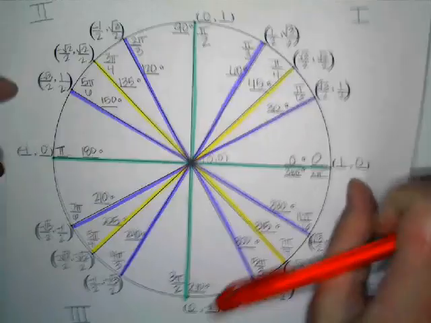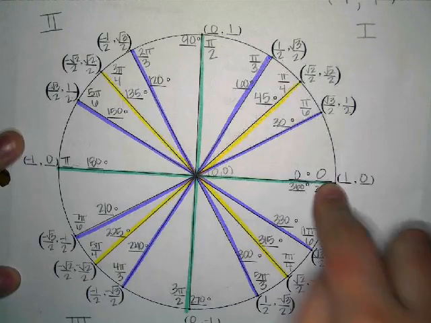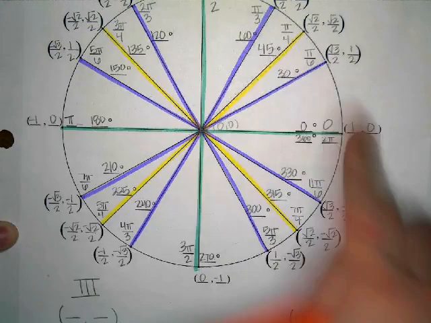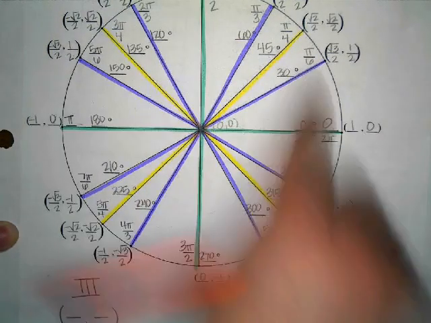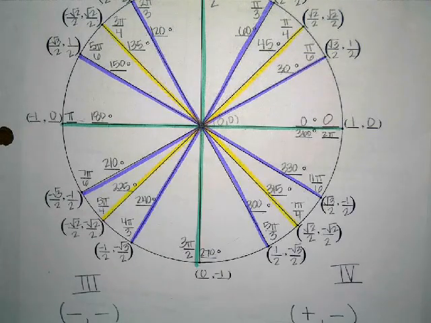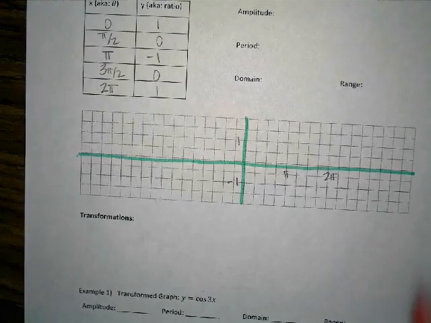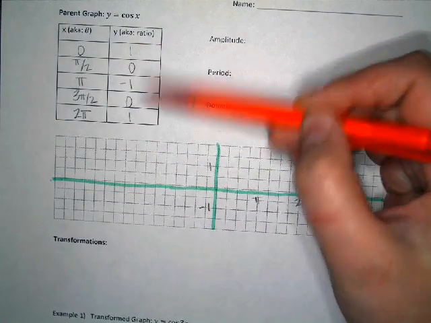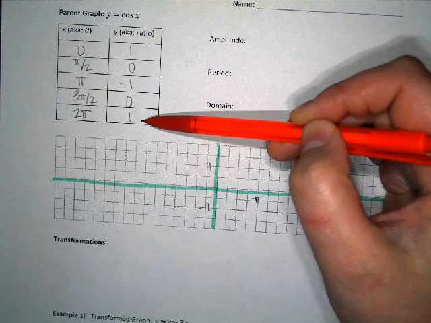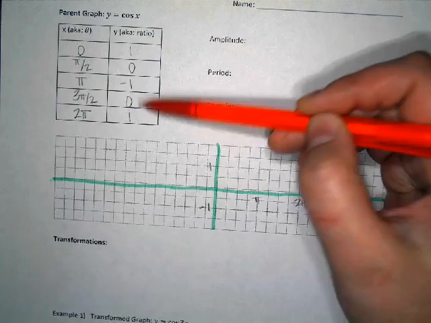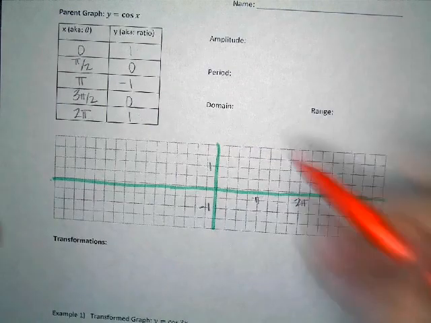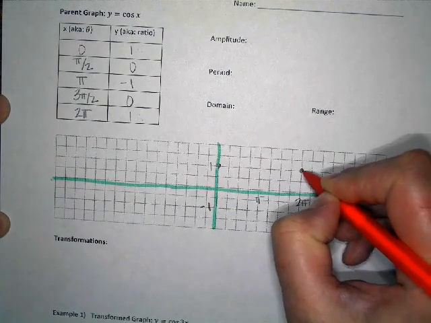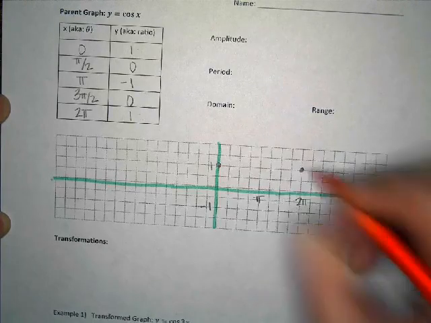If we wanted to continue the pattern, we could say 2.5 pi, and then 3 pi, 3.5 pi, 4 pi, 4.5 pi, 5 pi, 5.5 pi, 6 pi. We could keep going around as many times as we wanted to keep the graph going. What we're going to realize is that when we draw a cos graph, instead of starting and ending at 0 like a sine graph did, a cos graph starts at 1 and ends at 1.